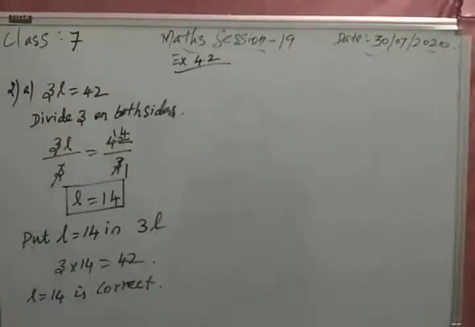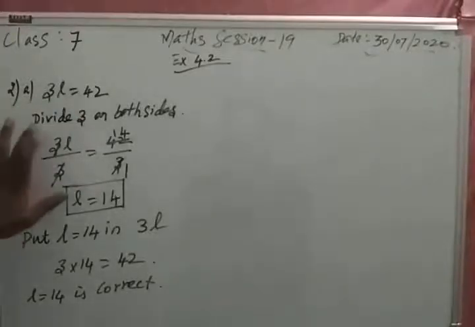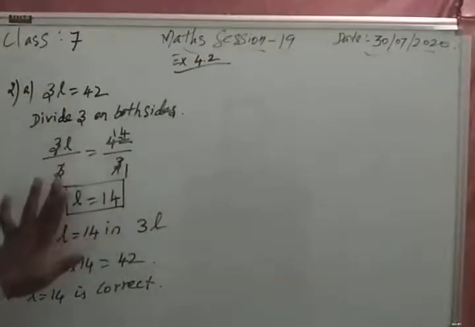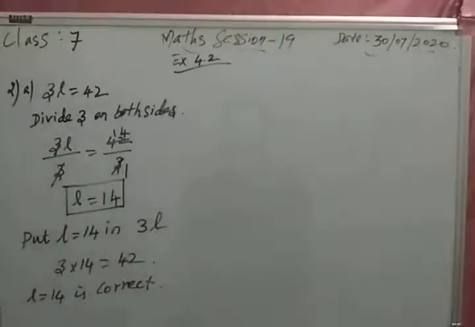Understood? What have we done? Just we have taken the same number. 3L is equal to 42. Divide 3 on both sides. 3L divided by 3, then we got L is equal to 14. Put L is equal to 14 in 3L. 3 into 14 is equal to 42. L is equal to 14 is correct.